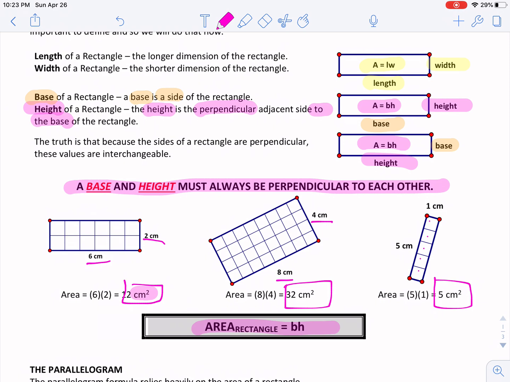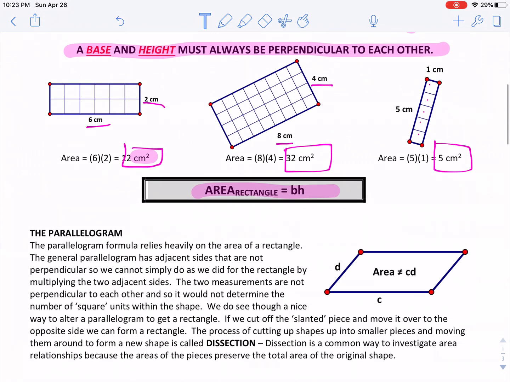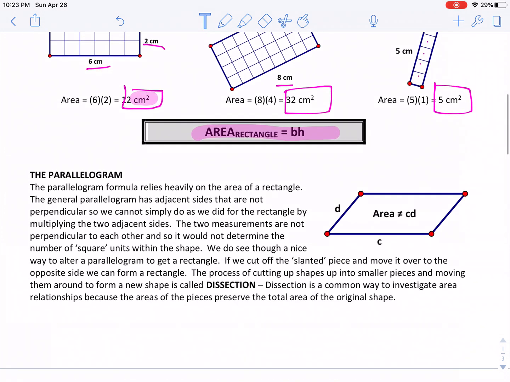Now, we're going to move on to parallelograms. Notice we're a little bit more general now, so we don't have right angles everywhere. So C could be my base, but D is not the height. Or if D is my base, C is not the height because there's not right angles.